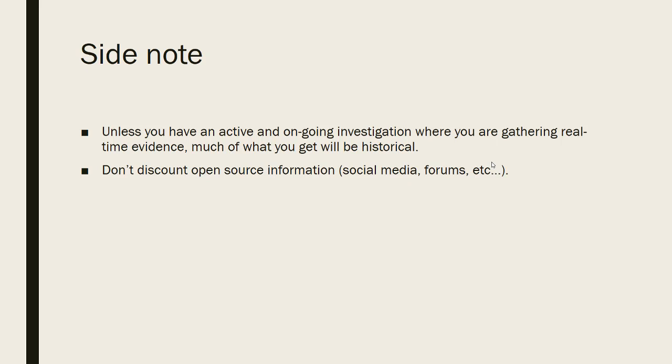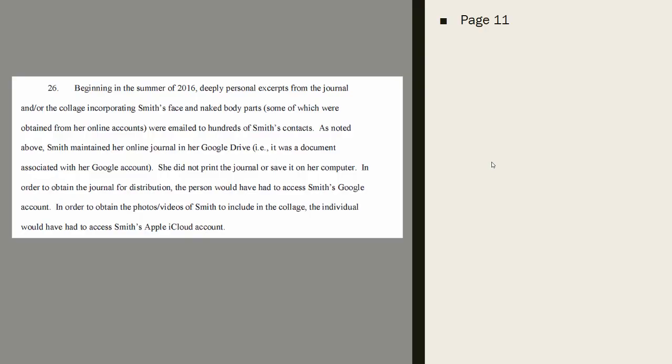But also don't discount open source information, which basically is your social media and forums. This suspect, Len, he had a Twitter account, Instagram accounts. So even on an active investigation, you can still gather open source information while you're trying to gather evidence in your administrative subpoenas and court orders.